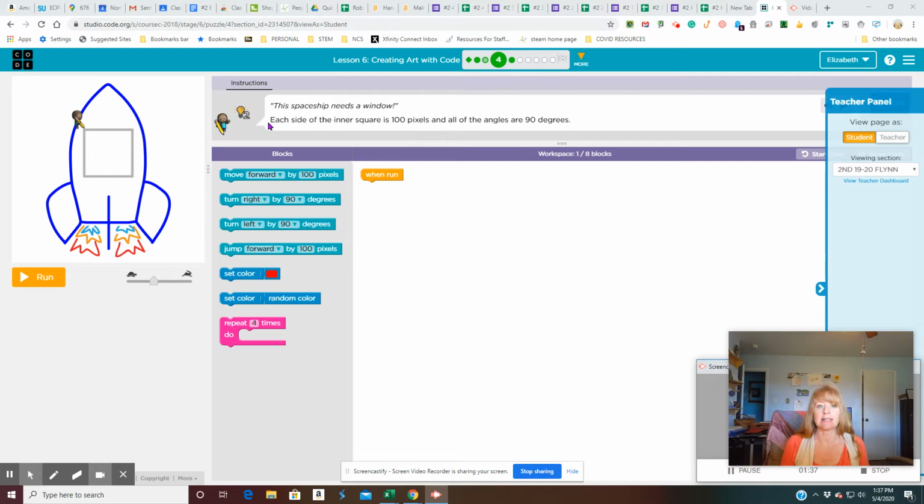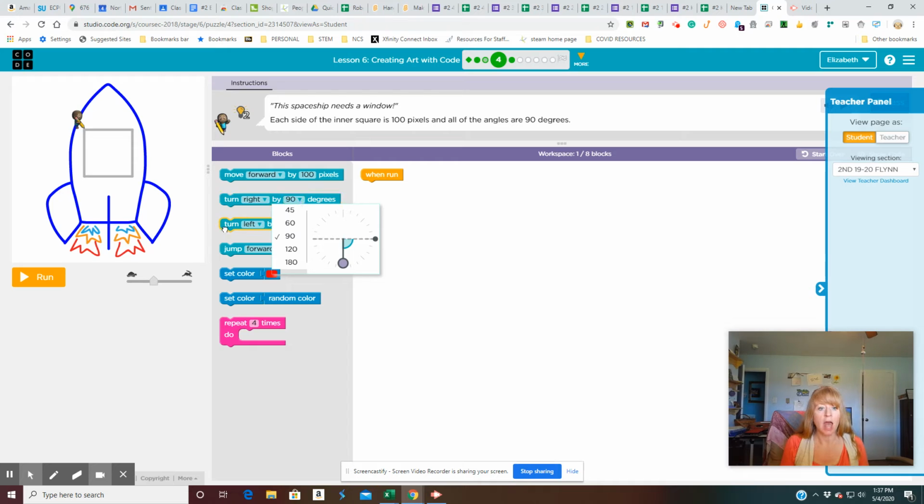So in the directions it says each side of the inner square is 100 pixels and all of the angles are 90 degrees. And we already know that because we know in this square, every angle in each corner is a 90-degree angle. In our toolbox, we have a lot of new blocks. We have move blocks. We have jump blocks, which don't draw lines. They jump over the line. We have turn blocks with degrees in them. And we have color blocks. And we also have something called the repeat block, which allows us to repeat code and shorten our code.